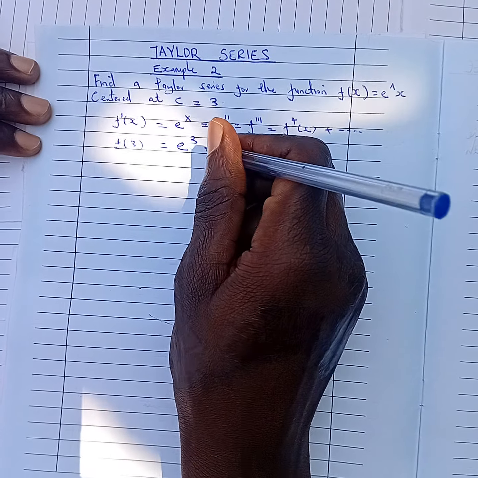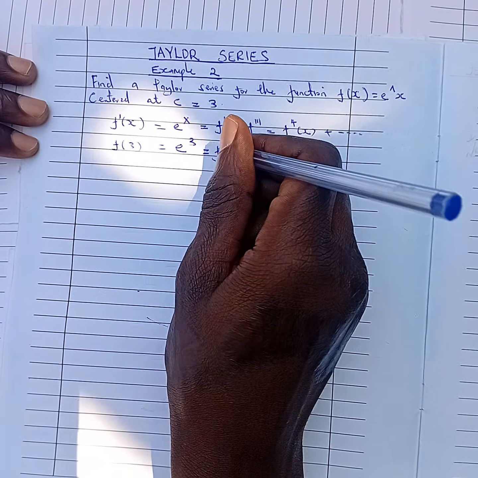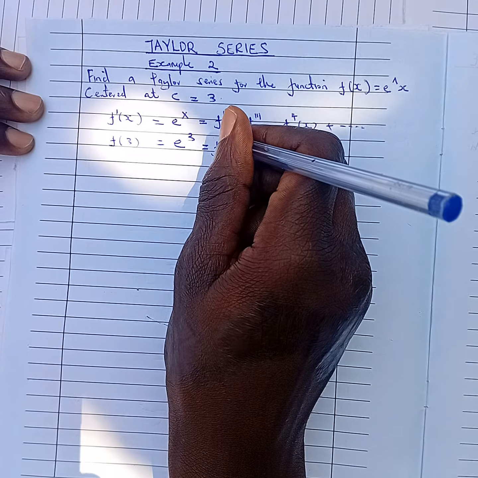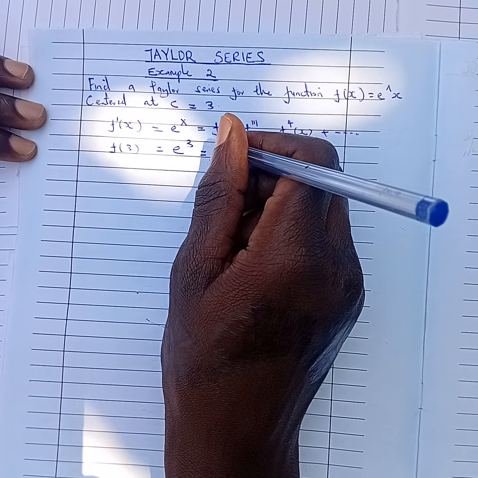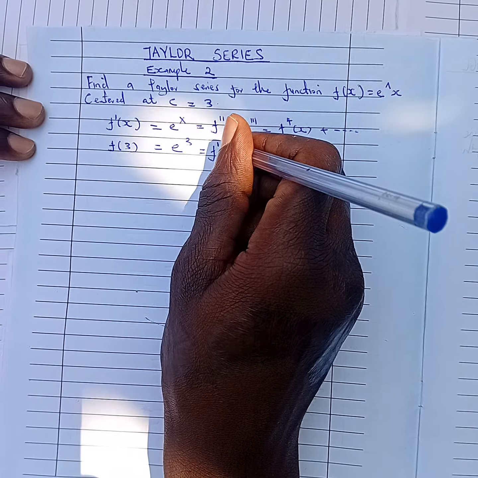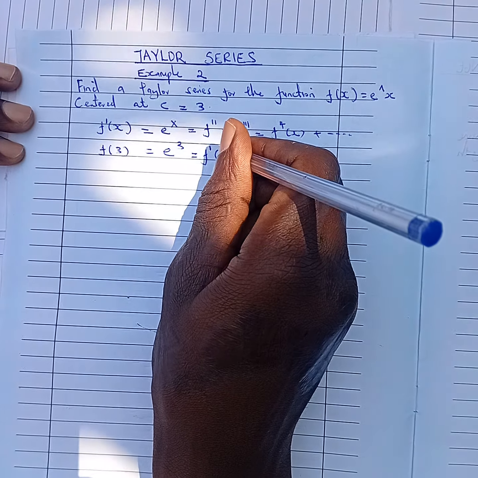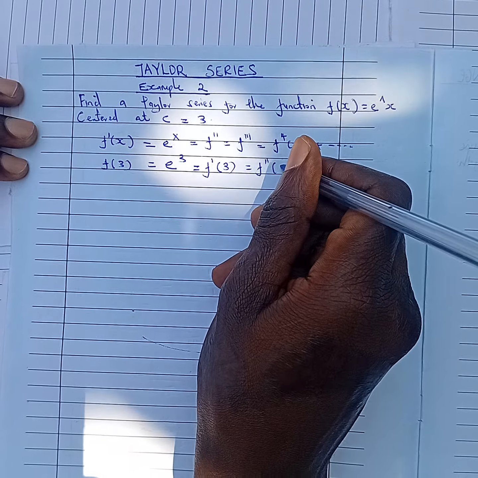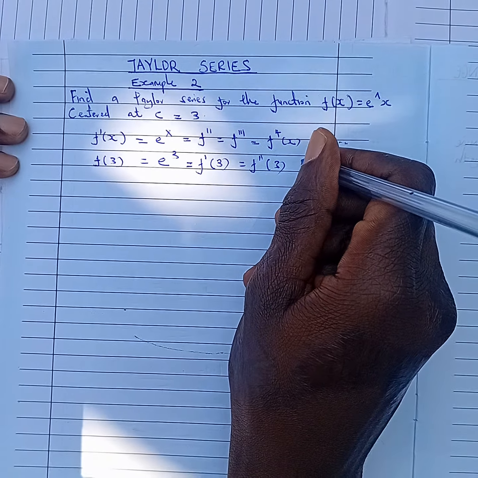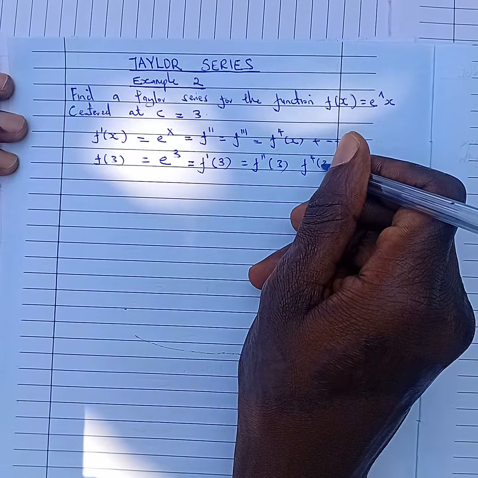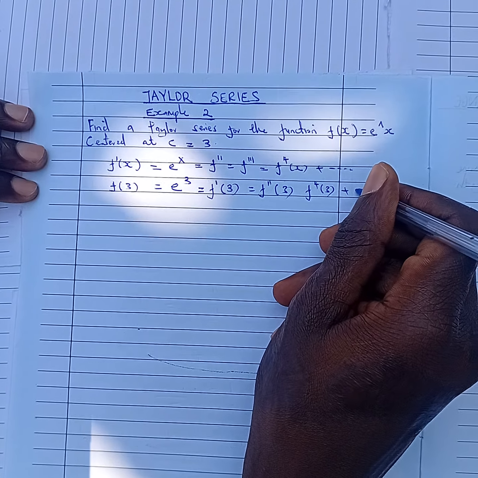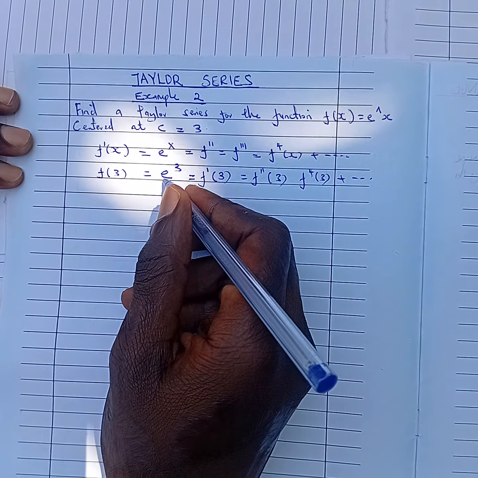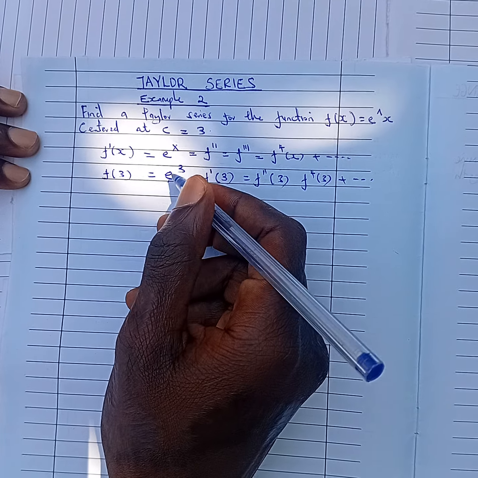The same applies on this side. The first derivative at 3, the second derivative at 3, up to the fourth derivative at 3, you still get e raised to the power 3.